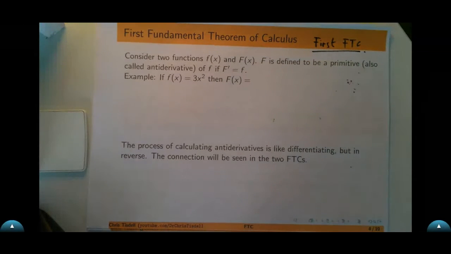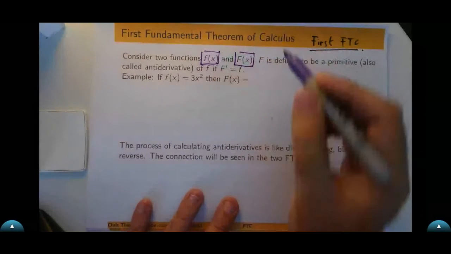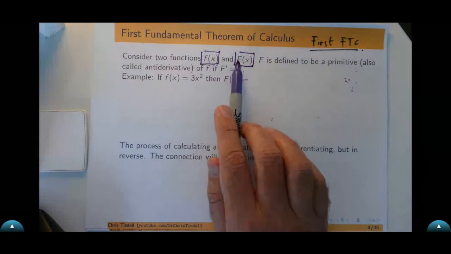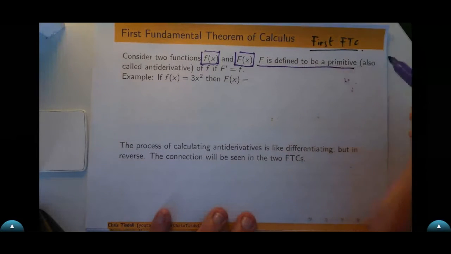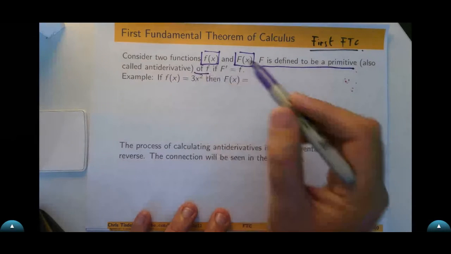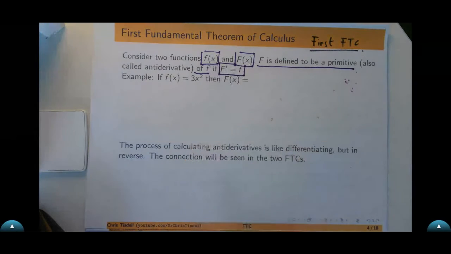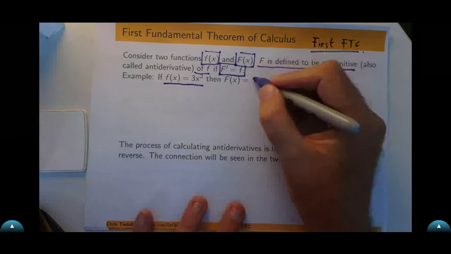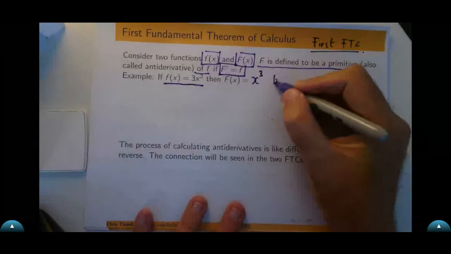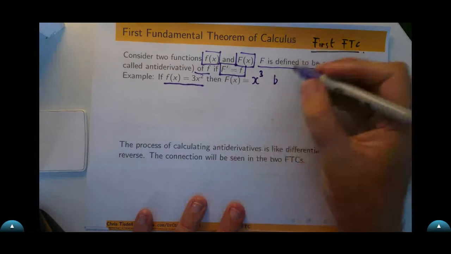All right. So before we state the theorem, let's just do some preliminary work. Suppose you've got two functions, little f and capital F, or lowercase f and uppercase F. We say capital F is a primitive or an antiderivative of little f if the derivative of big F is equal to little f. So for example, if I've got this function here, 3x squared, we would know that a primitive is x cubed because you differentiate this and you get this.